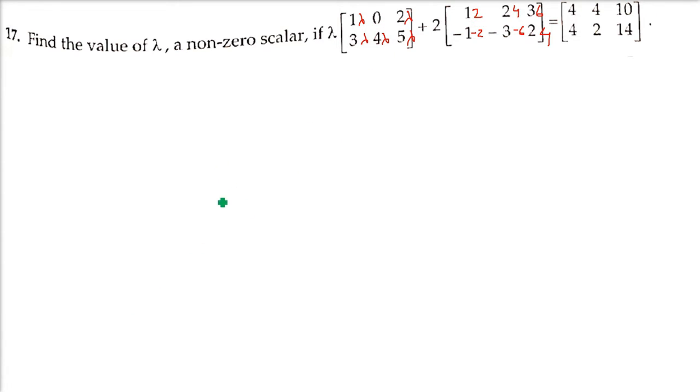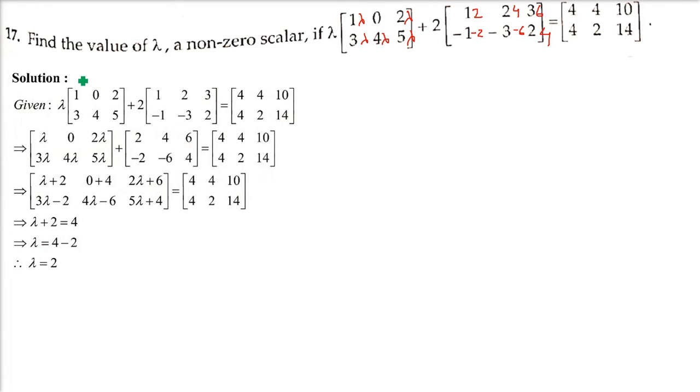So first will be lambda. This is what we have done. Lambda multiplied by first matrix, then 2 multiplied by second matrix, then we add them and then equate it to the third matrix. So I'm directly doing it: lambda plus 2, then we have 0 plus 4, so it will be 2 lambda plus 6.